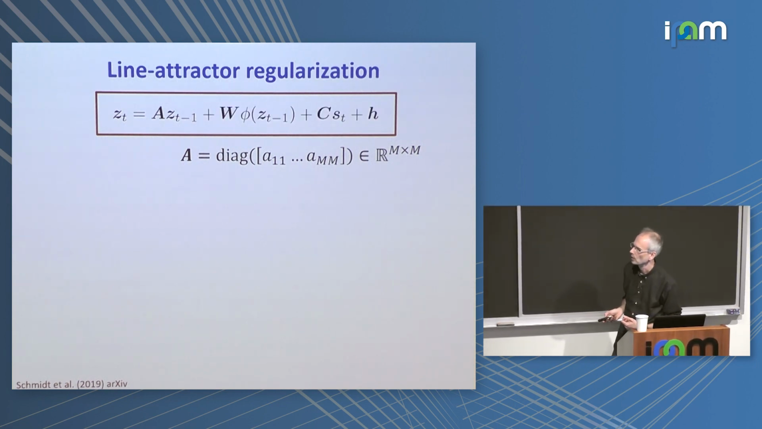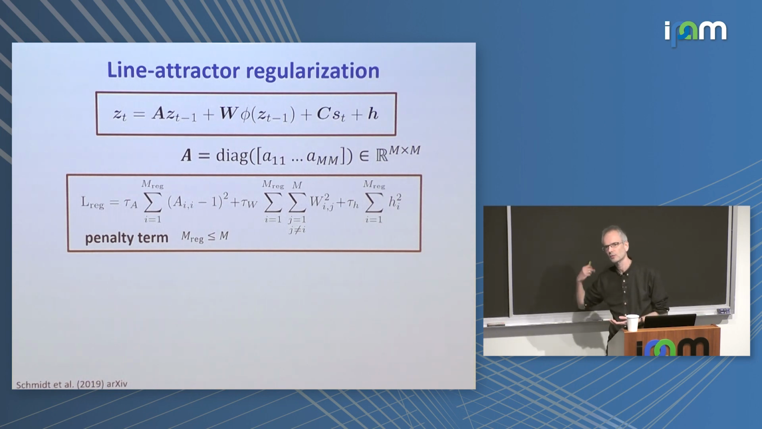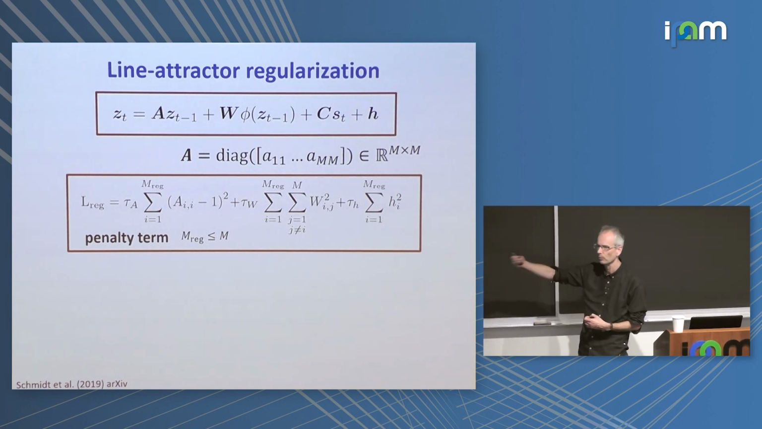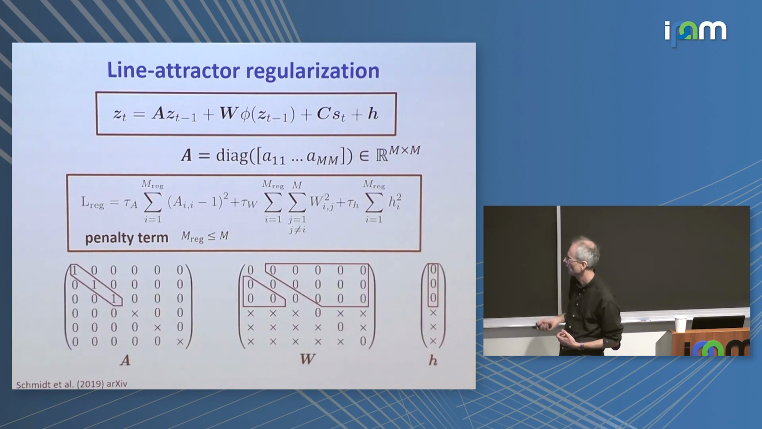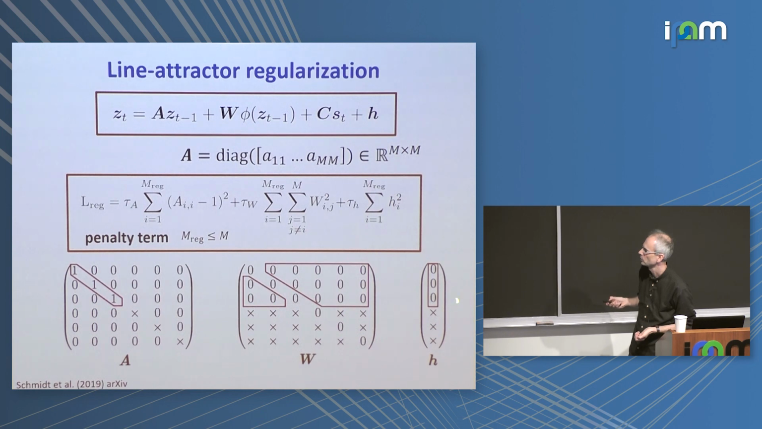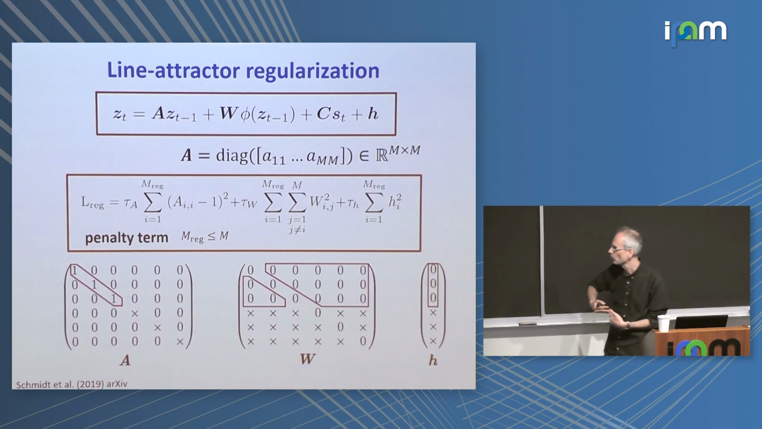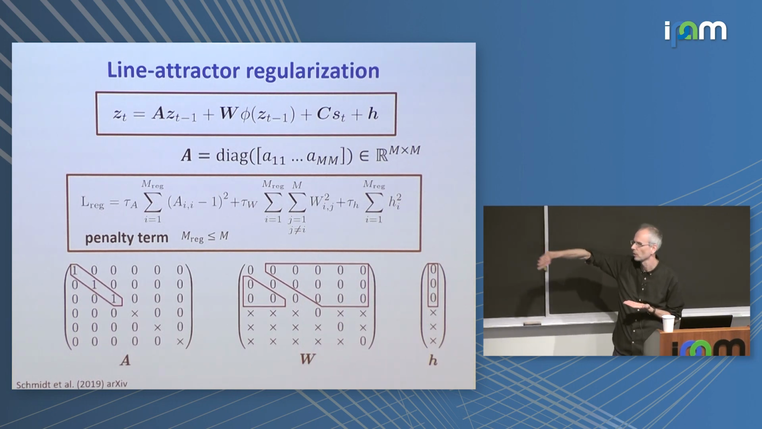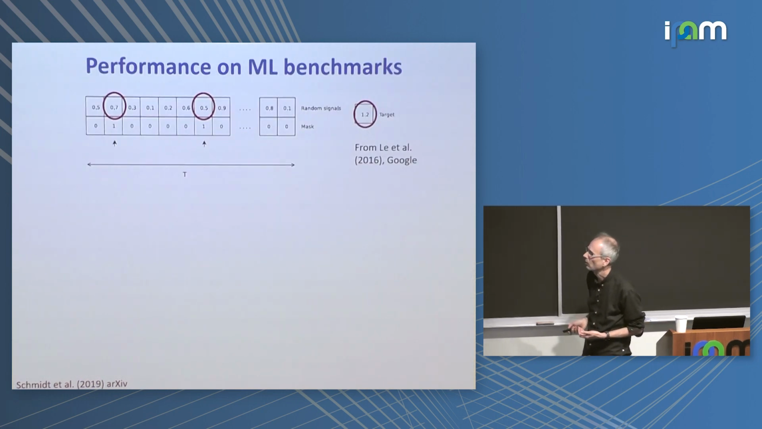Now, the idea is fairly simple. To our loss function, we add a penalty or regularization term that enforces a line-attractor configuration along certain, but not all, dimensions of the system. I'll put up this figure right away. What we do is push the diagonal for a certain set of units, the fraction of regularized units, towards 1. We push all the connectivity weights to all other units towards 0, and we push the bias term towards 0 as well. So we add a penalty term which enforces the system to form these line-attractor dimensions along which it can store whatever it wants and needs.